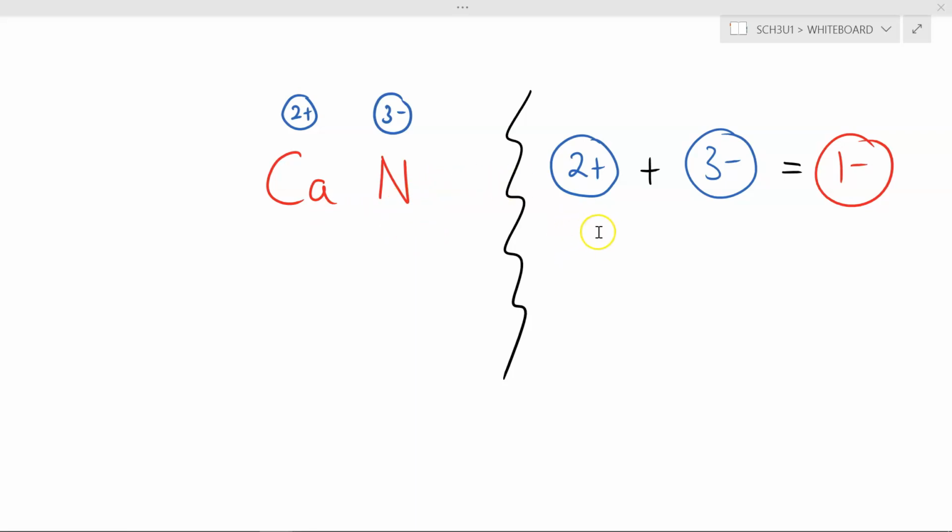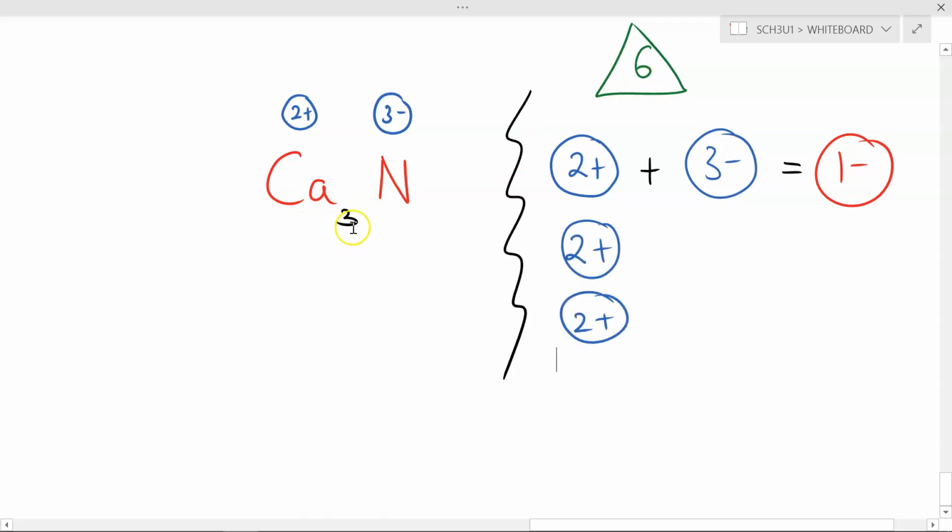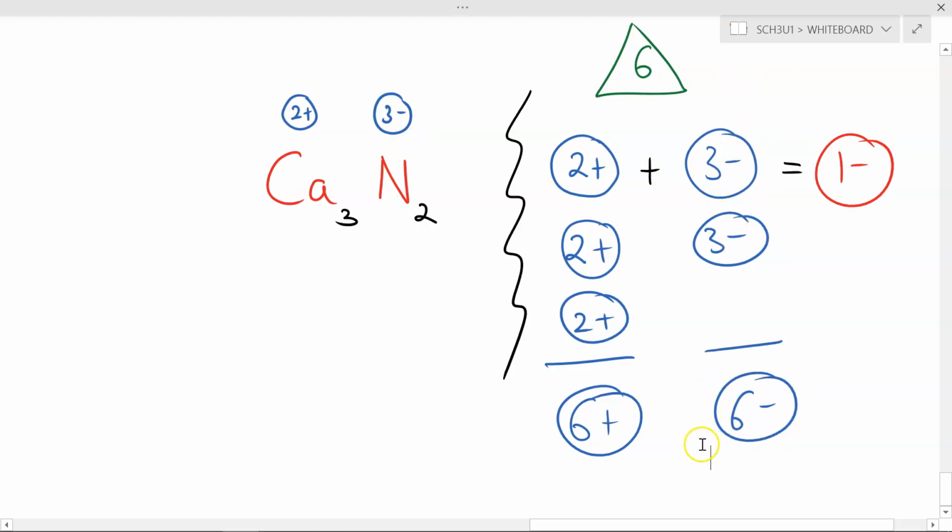Now here's a hint. Anytime you see the numbers 2 and 3 in chemistry, you should automatically be thinking of the number 6. That's because 6 is the lowest common multiple between 2 and 3. So how many of these calciums do I need to get 6? Well, I would need 3. 3 calciums, each one is worth 2. 1, 2, 3 calciums, giving me a total of 6 positives. I would need 2 nitrogens, each worth 3-, so 2 nitrogens, and that would give me a 6-. 6+ added to a 6- gives me a 0, and my zero-sum rule works.